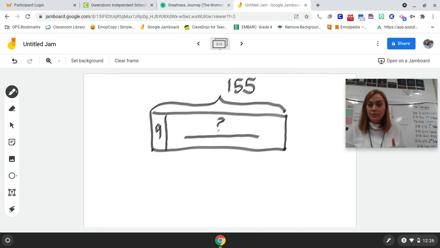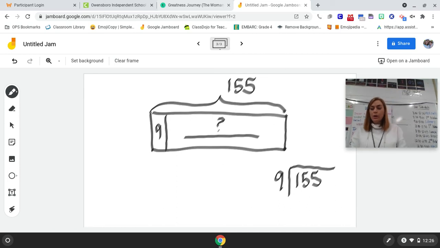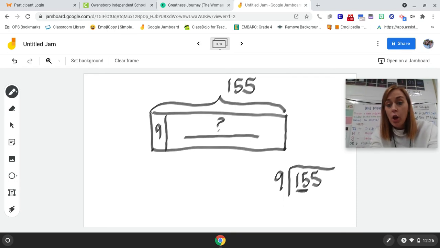Well, how can we figure that out? You got it. We have to divide. So we have to take our whole number. That's our dividend, and our divisor is 9. And we're going to do the same thing we've been doing. I look in my hundreds place. My divisor's too large. So now I'm going to start with 15. And how many times can 9 go into 15? Well, I know that 9 times 2 is 18, so that's too many. So I have to say 9 times 1, right?